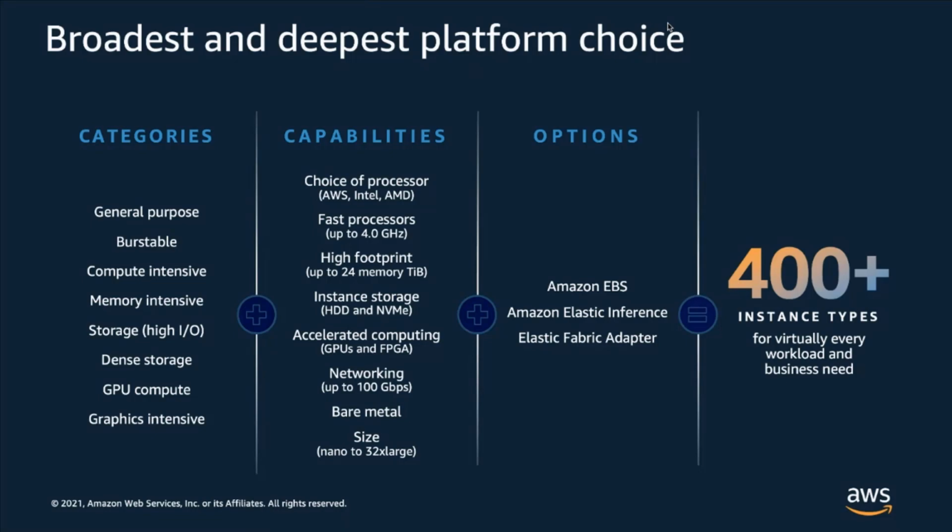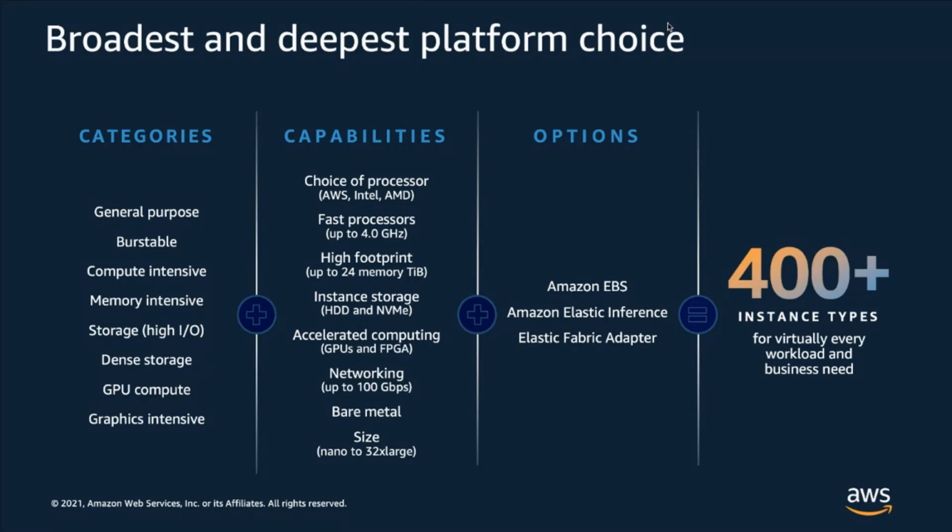General purpose instance types, burstable, focused on compute or memory intensive workloads, or storage focused workloads that have high I/O, GPU, graphics intensive, et cetera, along the lines here with different capabilities, lots of choices around processor types, processor clock speeds, memory footprint, types of storage on the individual instances. You can choose from accelerated computing options, as well as networking speeds up to 100 gigabits per second.